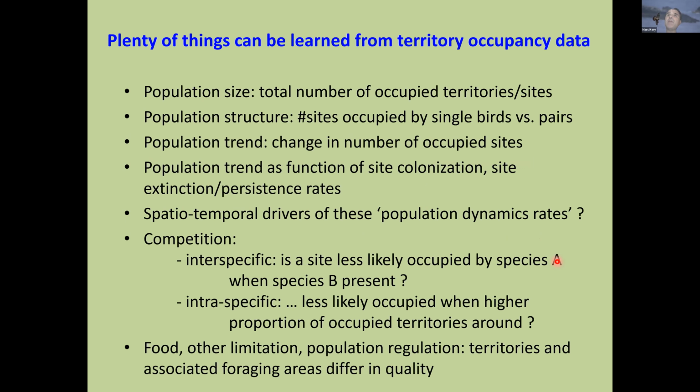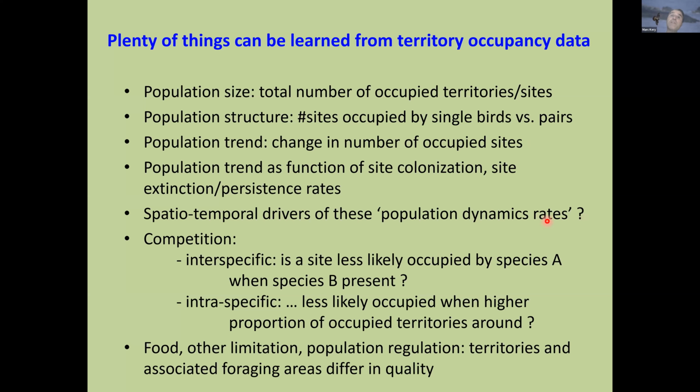So as I mentioned before, even without marking individuals, we can learn a lot of biology from territory occupancy data, where population size is just the number of occupied territories. For population structure, we can distinguish, for example, sites occupied by single birds versus pairs. Population trend is the change over time in the number of occupied sites. Population trend can then be studied as a function of the factors that underlie the turnover, site colonization and site extinction. And we can study spatial and temporal drivers of these population dynamics rates, so covariates which affect population dynamics.